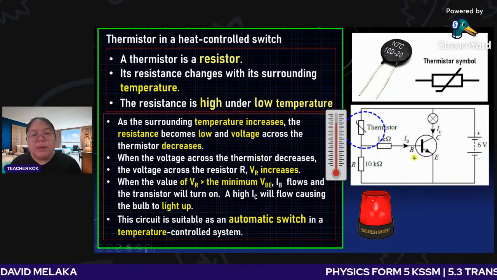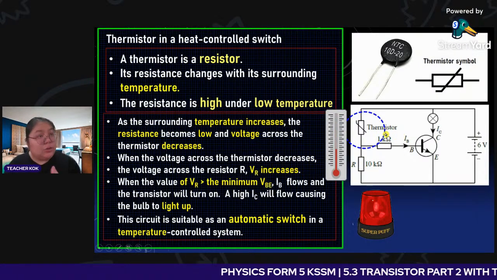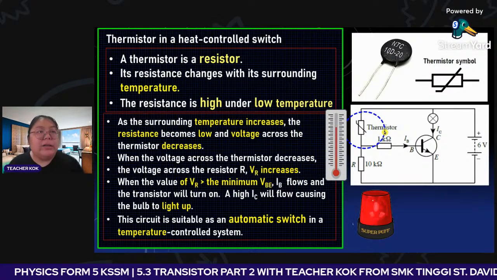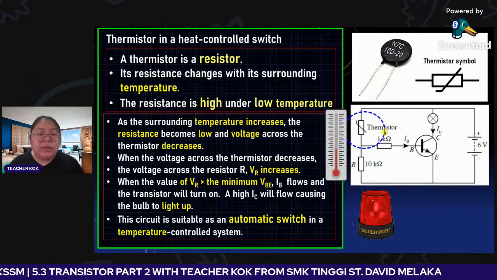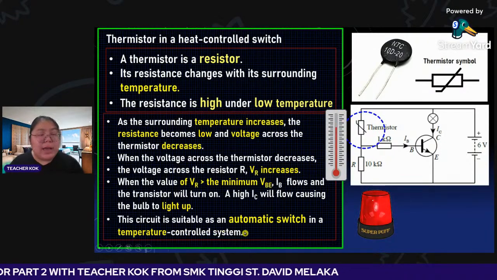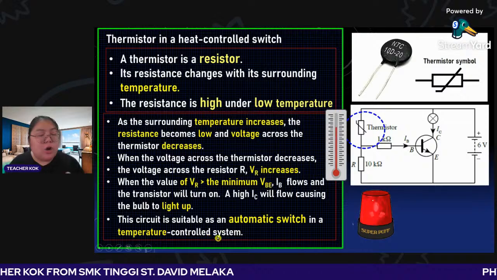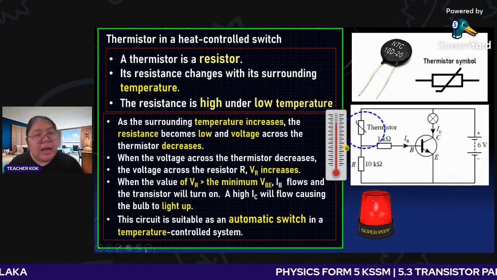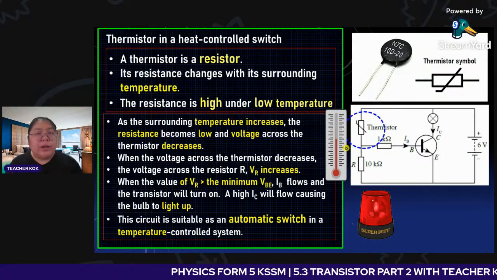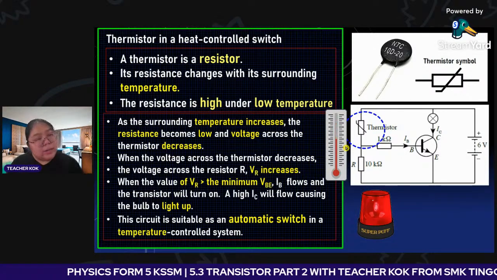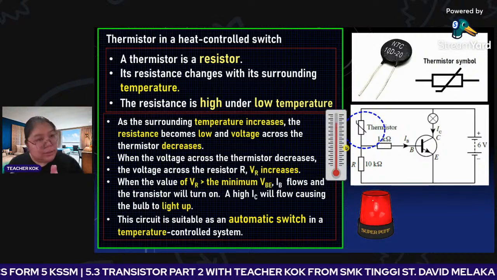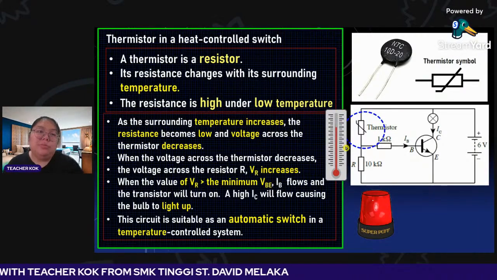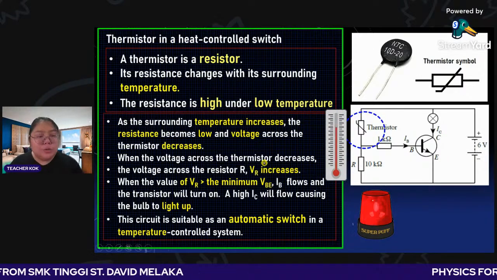Normally we need the thermistor at the top, because when the temperature is high, the siren can be on. So the circuit is suitable as an automatic switch in a temperature control system. For the LDR at the top, we assume that one is abnormal. When the thermistor is at the top, we assume that one is normal, because when the temperature is high, the alarm will be on. So this is how you go about explaining.